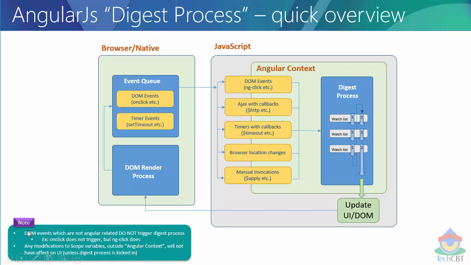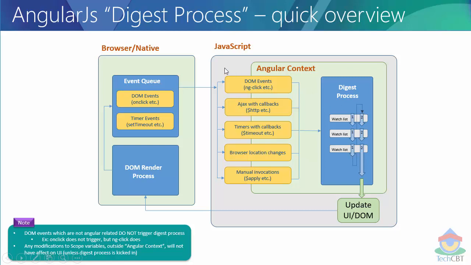There is an important note here: DOM events which are not related to Angular. Imagine I have a jQuery onClick that I might be writing somewhere inside this JavaScript. If you have jQuery onClick events, or direct browser-based events like setTimeout or intervals, then those are working outside of the Angular context. So if you still access the scope variables and modify them outside the Angular context, those are not automatically kept track of, because the digest process is not going to kick in.